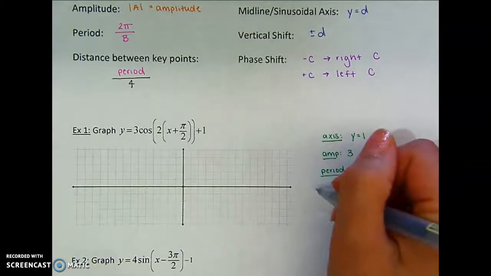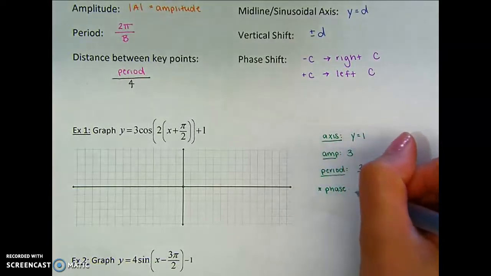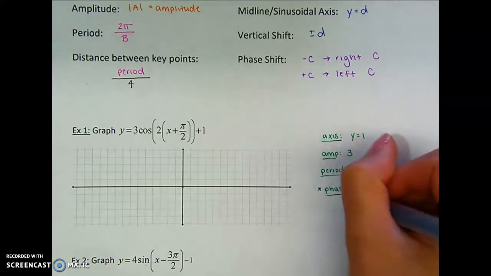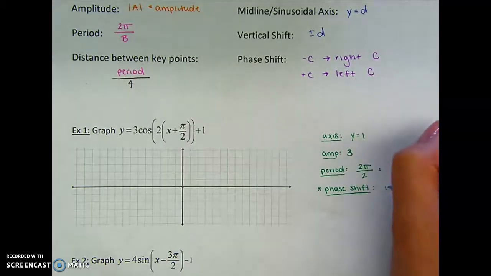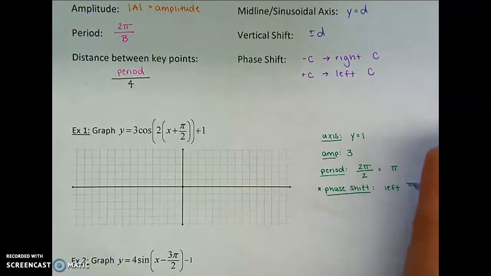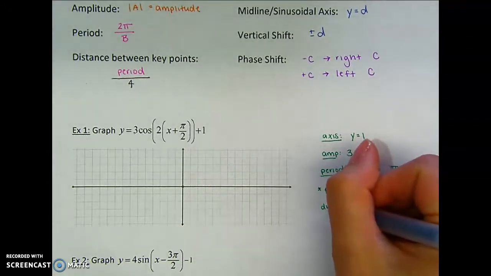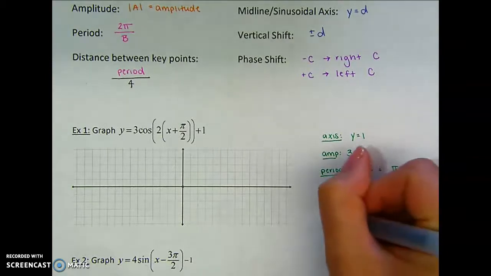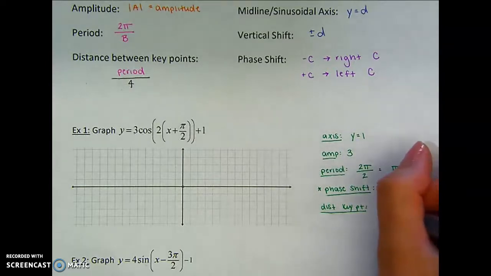The phase shift, and this is where things get tricky. So the phase shift is important because we have plus pi over 2, that means we are going left pi over 2. Okay. Now, the distance between our key points is our period divided by 4, so that's pi over 4.